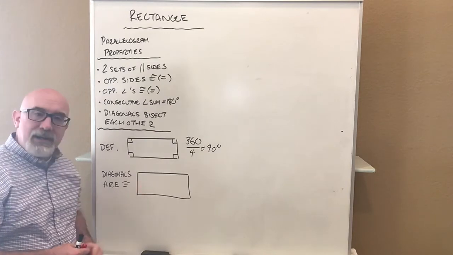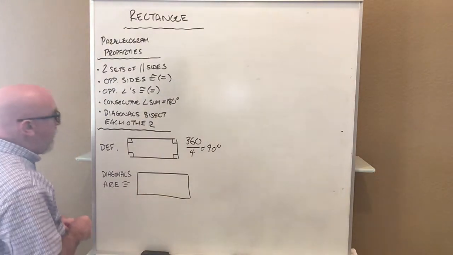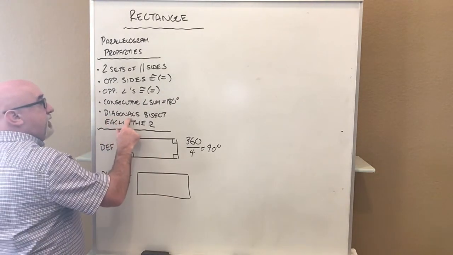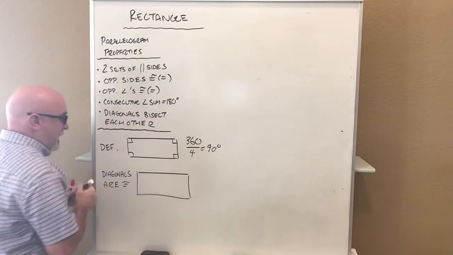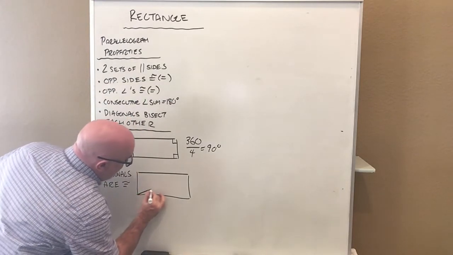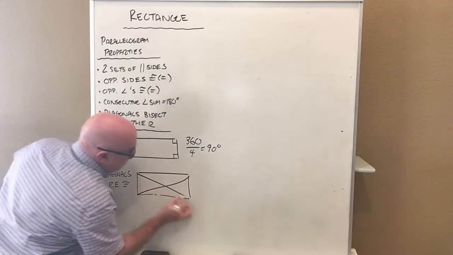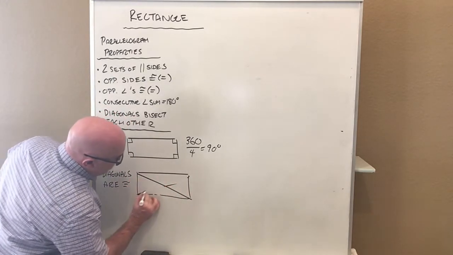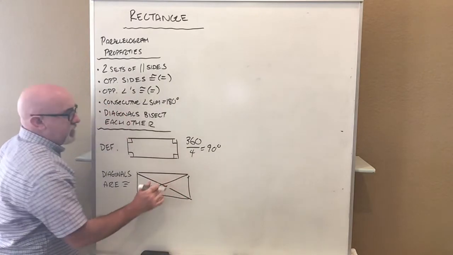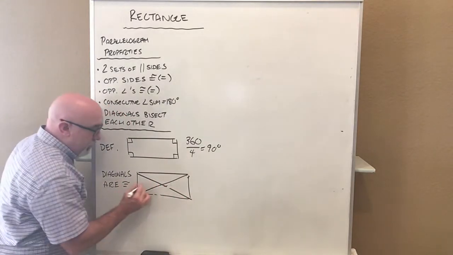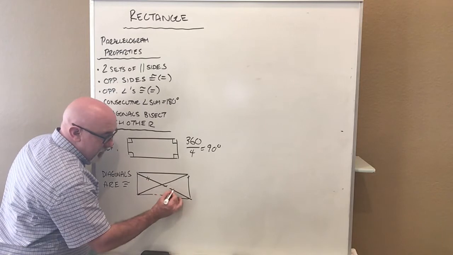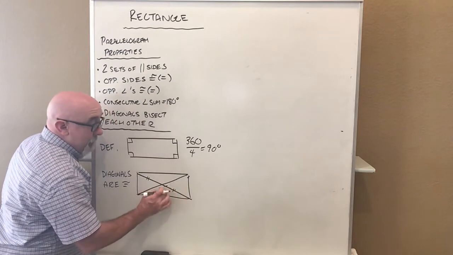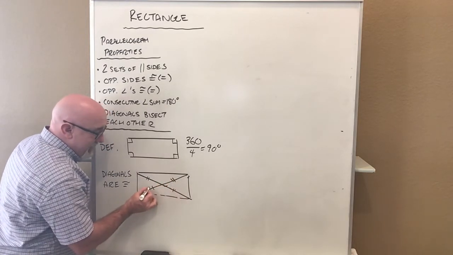The first one is about the diagonals. Notice the previous knowledge was diagonals bisect each other, so that's going to happen. These are going to bisect each other. But actually, let me draw that again. They're going to bisect each other, but they're also going to be equal, so they split in the middle, but they will all four be the same.